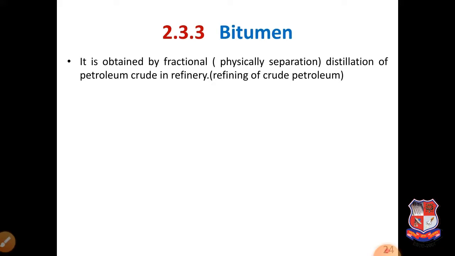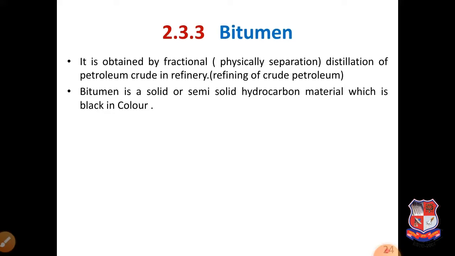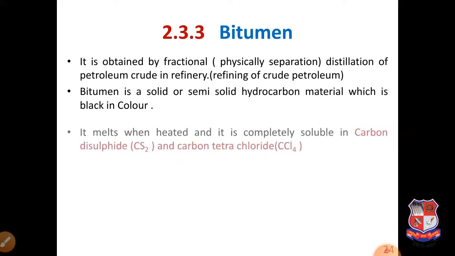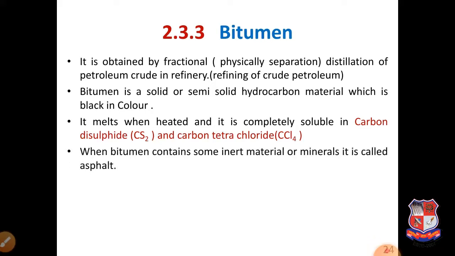That means bitumen is a product which is obtained by refining of crude petroleum. Bitumen is a solid or semi-solid hydrocarbon material which is black in color. It melts when heated and it is completely soluble in carbon disulfide and carbon tetrachloride. When bitumen contains some inert materials or minerals, it is called asphalt.